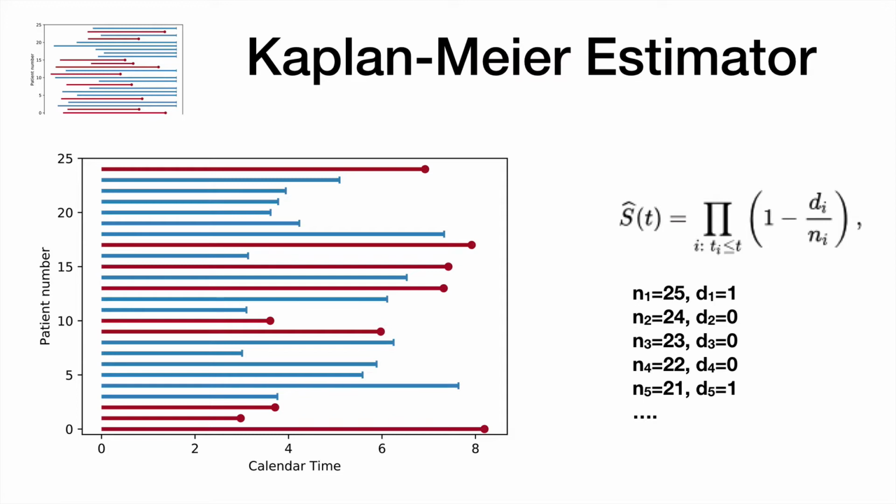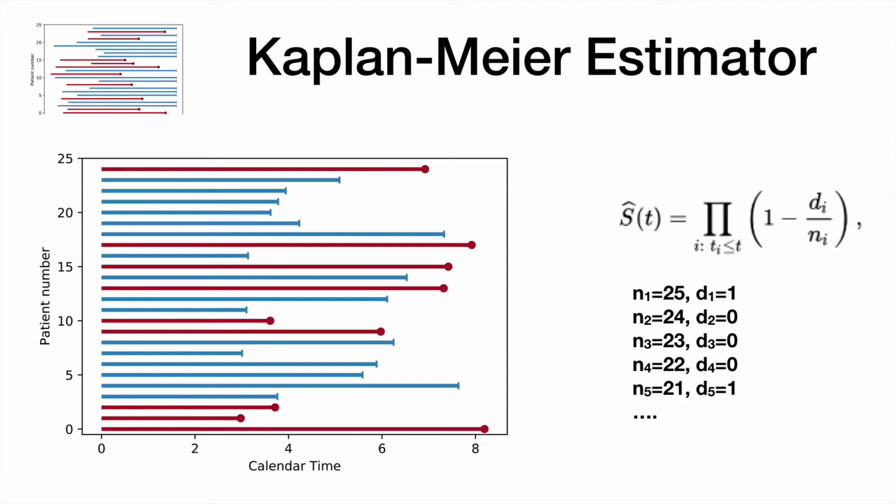So in this particular case, the first event that happens in the flow is actually somebody deceasing during the study time, and then you take that and divide it by 25, which is the number of patients alive. So that will give you an estimate of the survival function as 1 minus 1/25, that is 24 divided by 25 at that point in time.